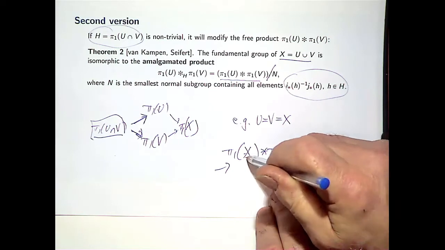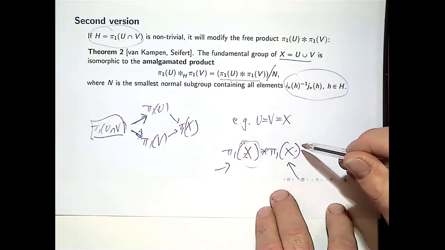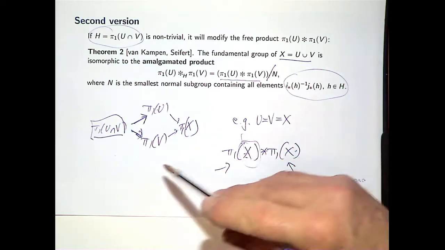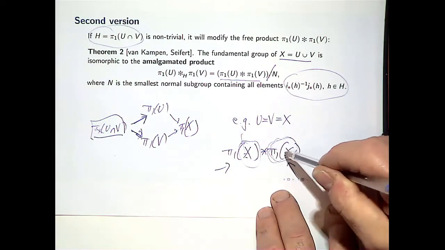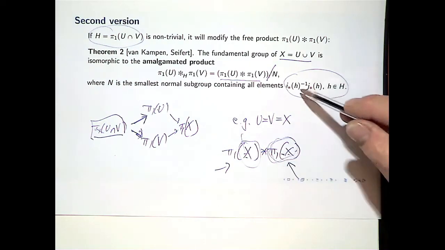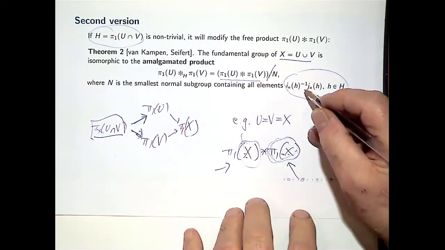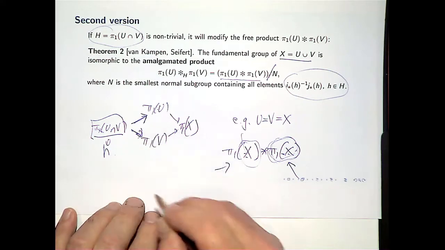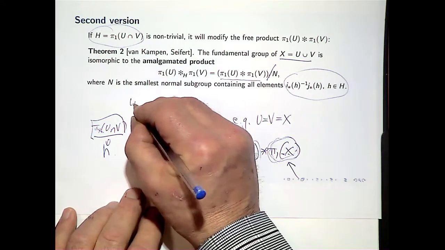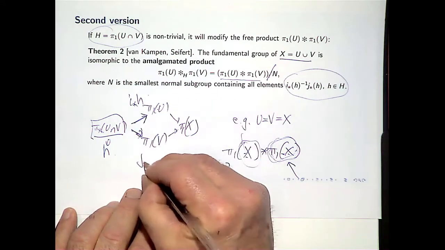So we've got to identify stuff in here. Anything in here that comes from here has got to be identified with the corresponding image in here. And that's what this is doing. It's just saying that if we have a class H in here, then of course I star of H would be here, J star of H would be here.